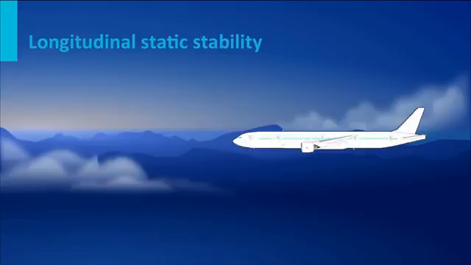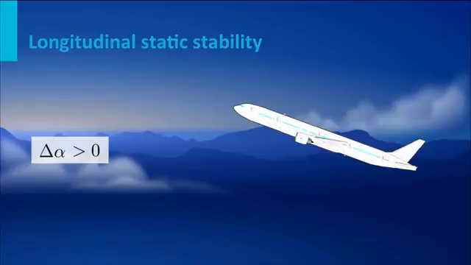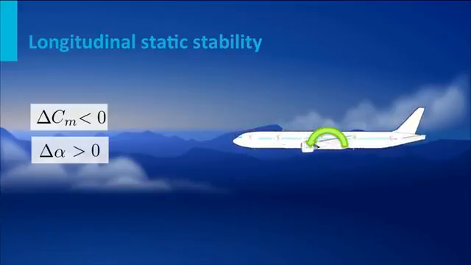So let's look at this aircraft flying in the cruise, which suddenly experiences an airflow upwards, turbulence, and there's an increase of angle of attack. The nose goes up. Then for a stable aircraft, for this positive delta alpha, we want a change in pitching moment which brings the nose down again. So that's a negative pitching moment.